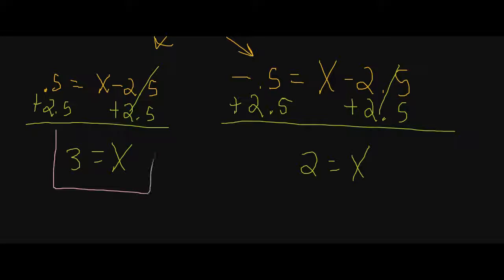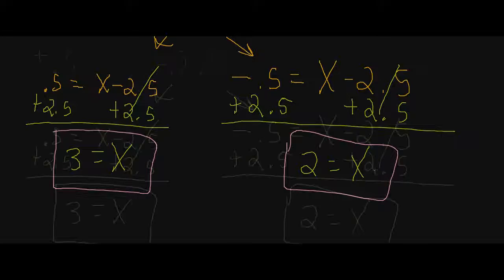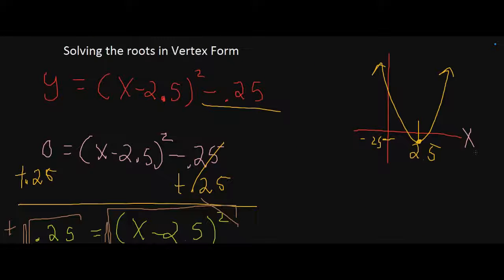So pretty nice. It actually worked out very nicely for us to get 2 and 3 when originally it looked like it was going to be a crappy problem, right? Now, that means up here that these locations right here is 2, and right here, these intercepts is 3. This is our roots, okay?